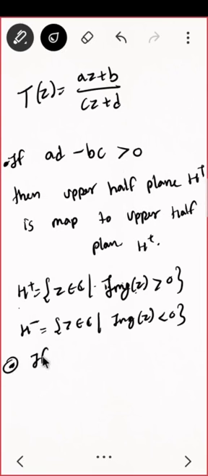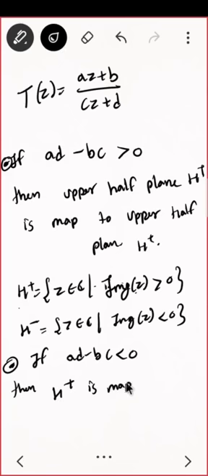If AD minus BC is negative, then this H plus is mapped to H minus. That means upper half plane will be mapped to lower half plane. Okay? Yes.